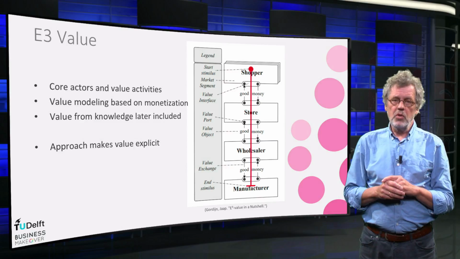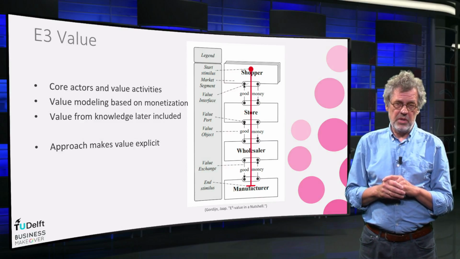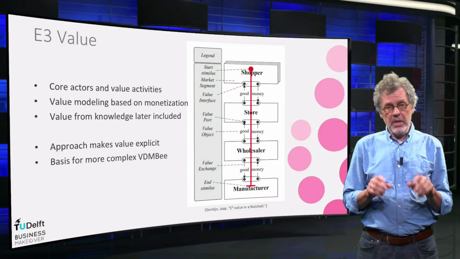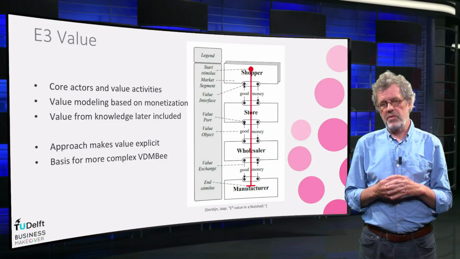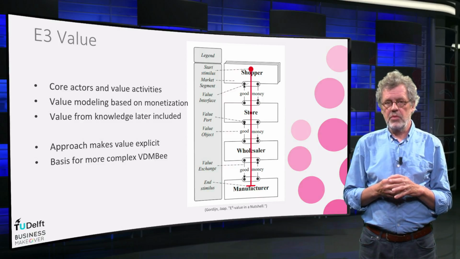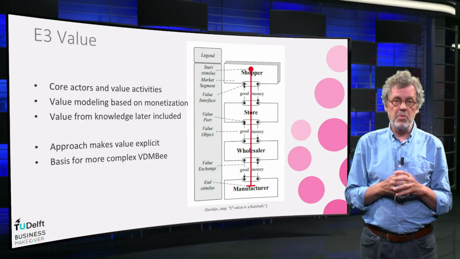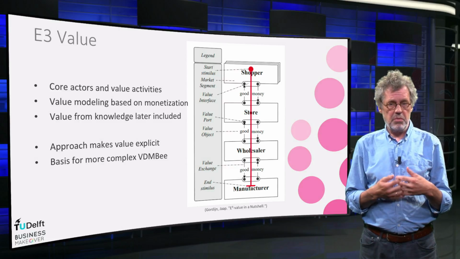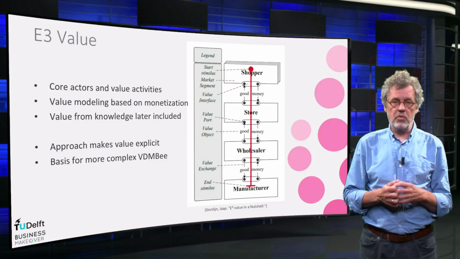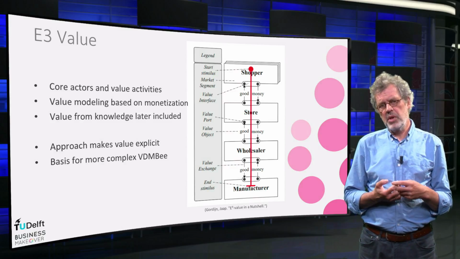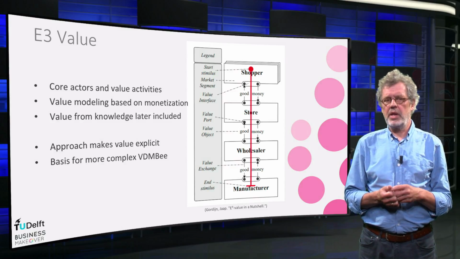The most important contribution of Gordijn's approach is the use of diagrams to make value exchange explicit. Based on his ideas, alternative approaches are developed, such as the value delivery modeling language. This language is used by VDMB. They integrate business model approaches like Canvas and the business model cube with value modeling tools. However, VDMB's tools need a fair amount of training.